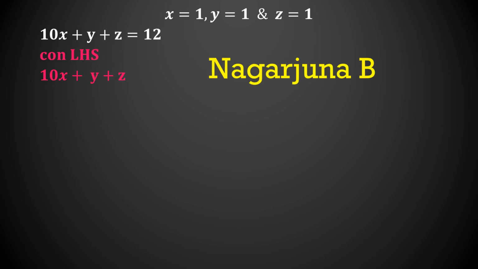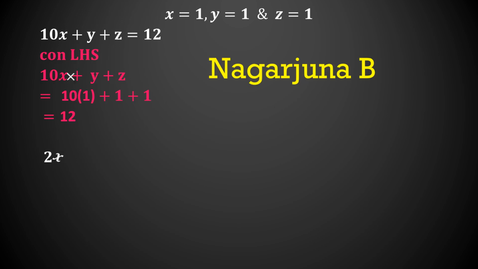Now substituting the x, y and z values in this one, we can write it equal to 10 into 1 plus 1 plus 1. So 10 into 1 is 10, plus 1 is 11, 11 plus 1 is 12. That is, we have got the RHS. So LHS is equal to RHS. That means whatever answer we have got is correct according to the first equation.